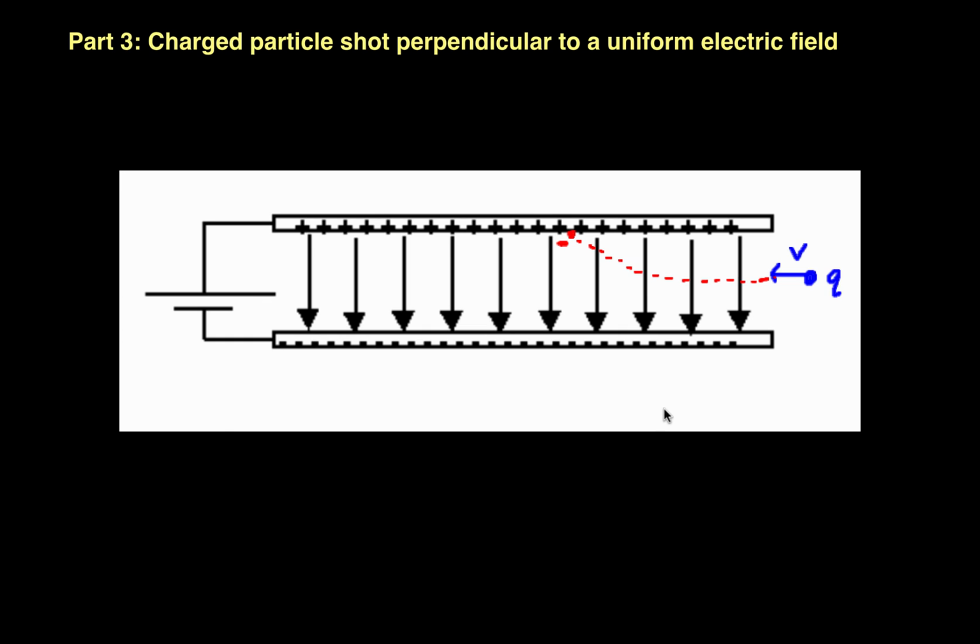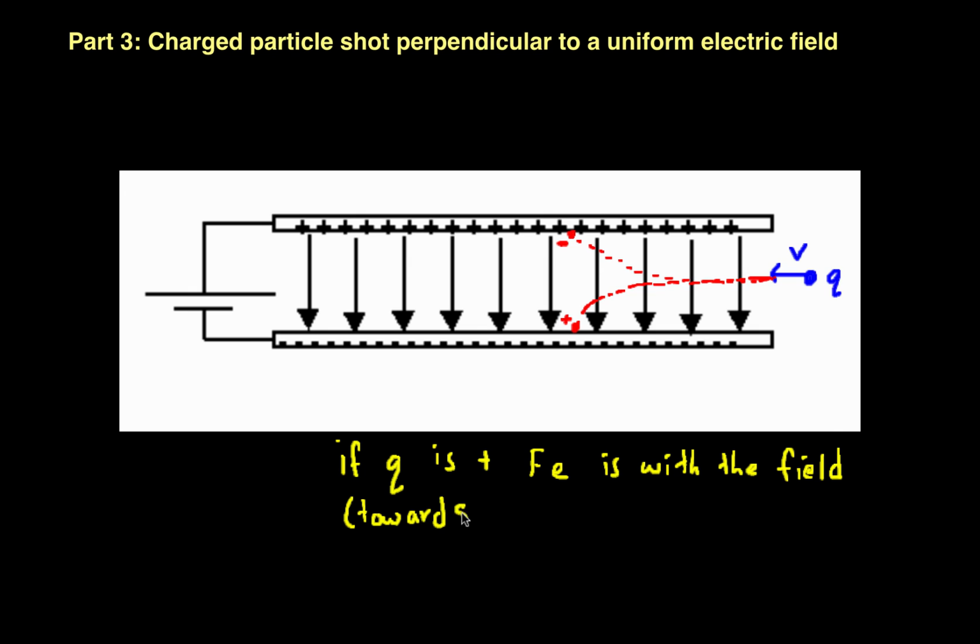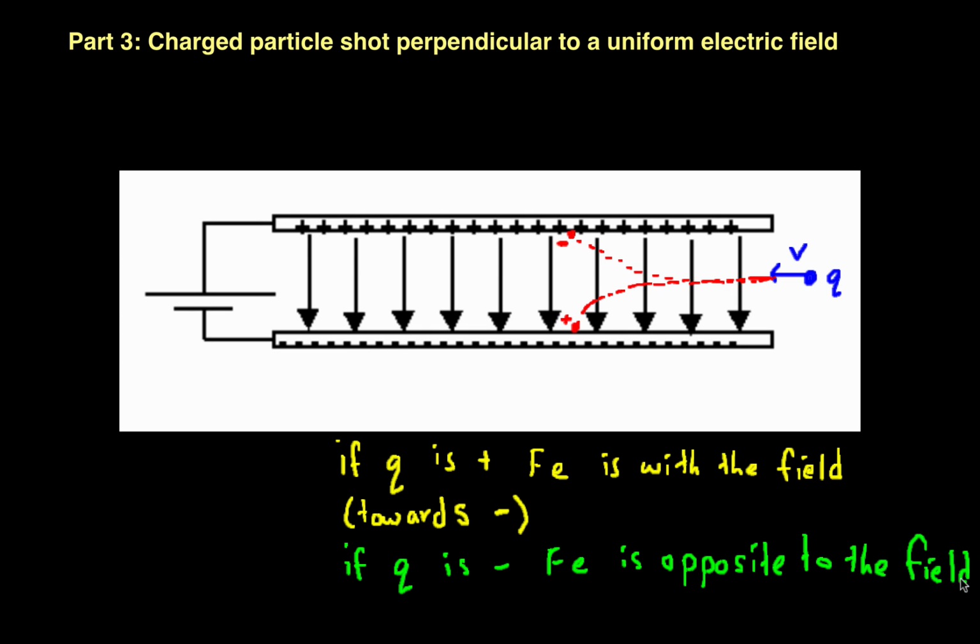This is for a negative charge. If it's a positively charged particle, it will be attracted to the negatively charged plate, and it will dip in the other direction in a parabolic path. Electric fields point towards negative charges. So, if the charge is positive, the electrostatic force is with the field, or towards the negative. If the charge is negative, the electrostatic force will be opposite to the field, which means it will go towards the positive.